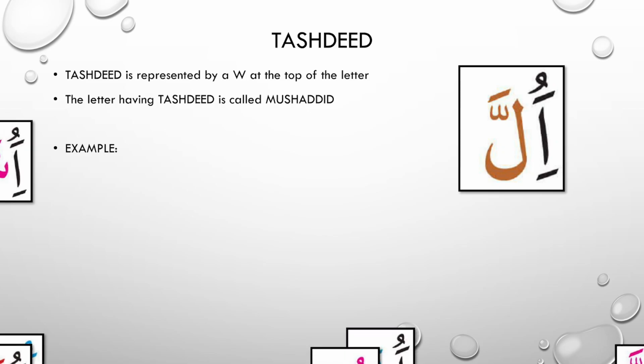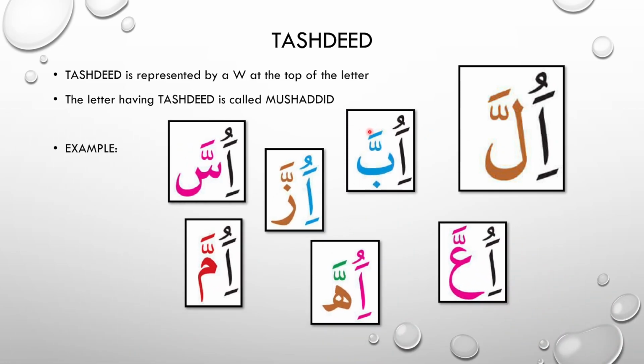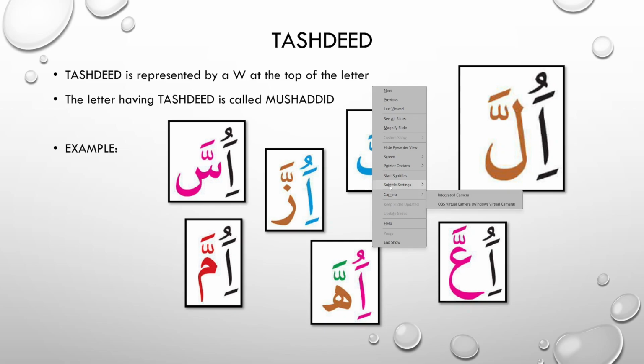The next topic is Tashdeed. Tashdeed is basically represented by a W at the top of the letter. It is also at the top of the letter. And the letter containing Tashdeed, we call it Mushaddid. So this is similar to what we previously learned in the case of Jazm. In the case of Jazm, we were just combining the two letters, and there was no Harkaat on the Sakin, meaning there was no Harkaat on the letter that had Jazm. But in this case, there is a Harkaat.